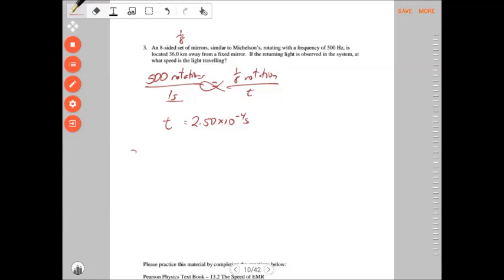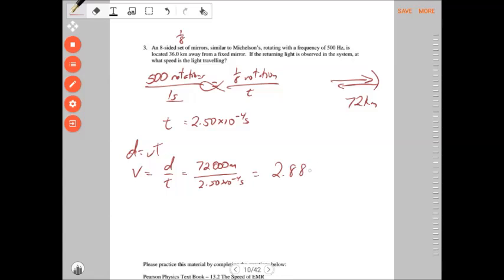Okay, and then of course remember, distance is velocity times time. So we want the velocity, so that's distance divided by time. So we're going 36 kilometers there, hitting the mirror and coming back. So 36 there, 36 back, so that's 72 kilometers. Okay, 72.0 I guess. So that's 72,000 meters divided by 2.50 times 10 to the negative 4th seconds. Okay, and then that works out to 2.88 times 10 to the 8th meters per second.